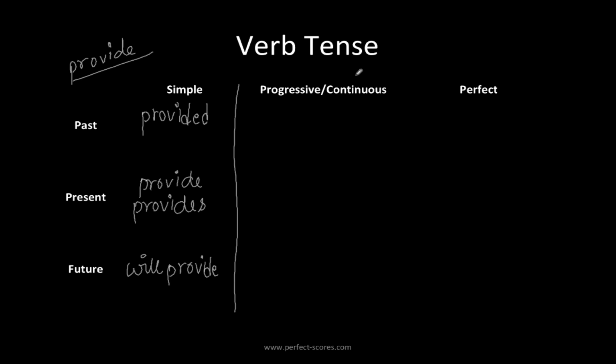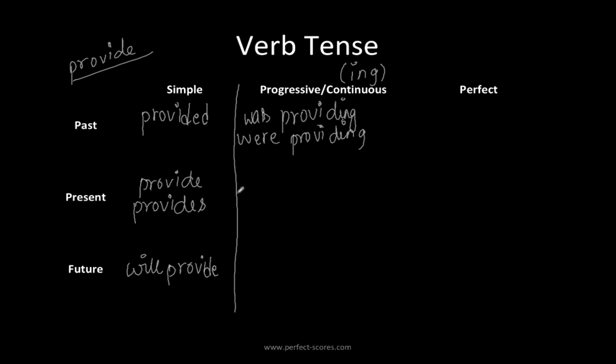In the progressive or continuous, all that we need to do is add the ing. So the past continuous or the past progressive is going to be I was providing, she was providing, he was providing, they were providing, you were providing. So that is going to be the past progressive or past continuous.